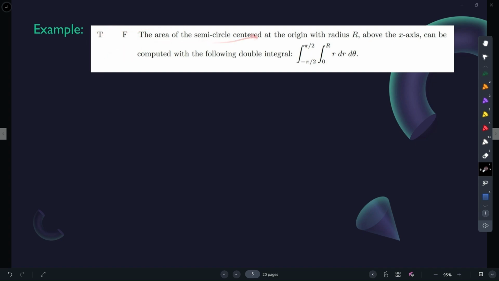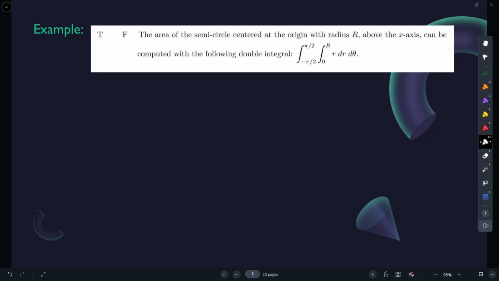Okay, so in this first problem, this is a true-false question, but let's try to investigate the following. The area of the semicircle centered at the origin, radius r, and above the x-axis can be computed using the following double integral. An integral that looks like that, which definitely looks like an integral that has been converted to polar coordinates. So let's first see what they are talking about.